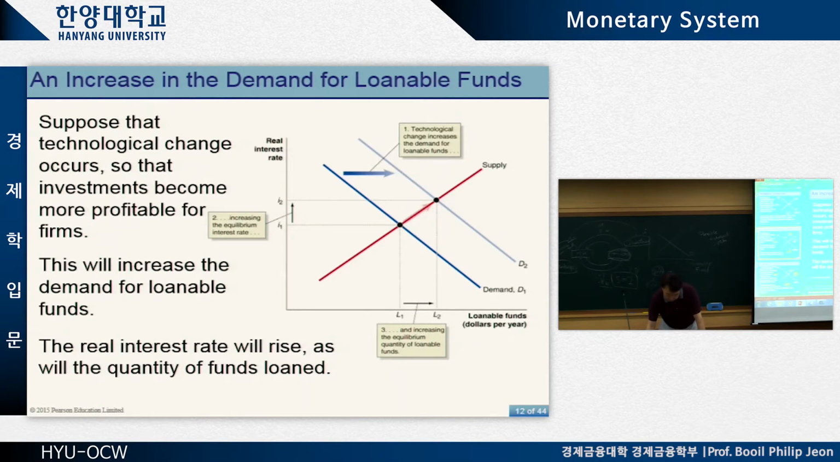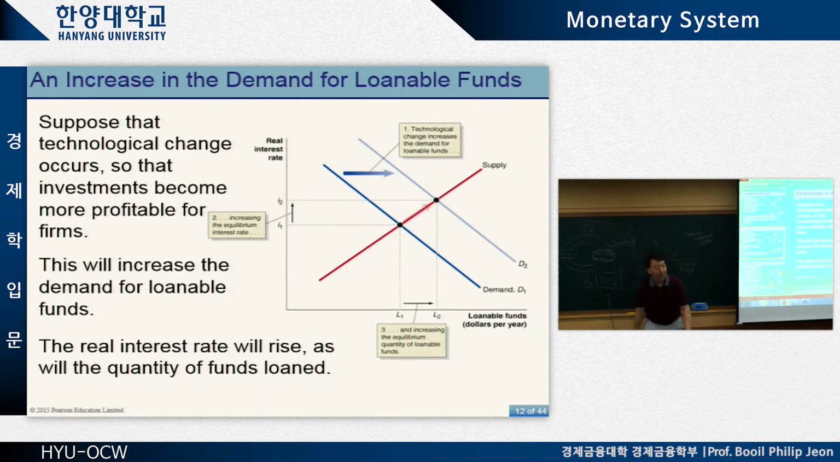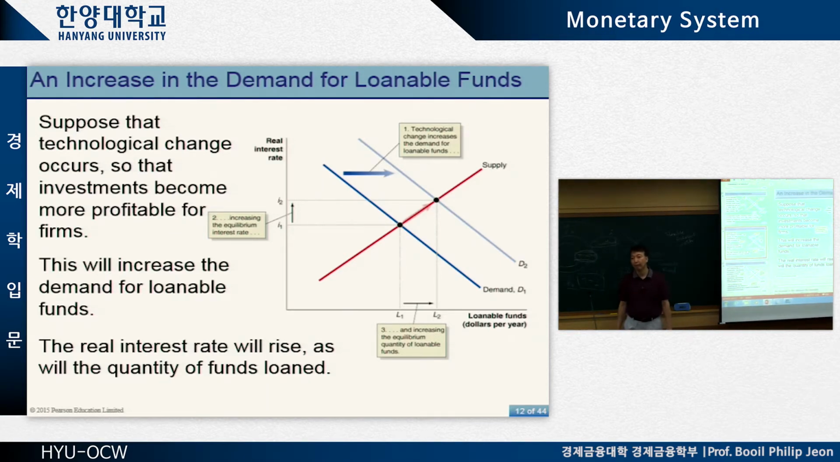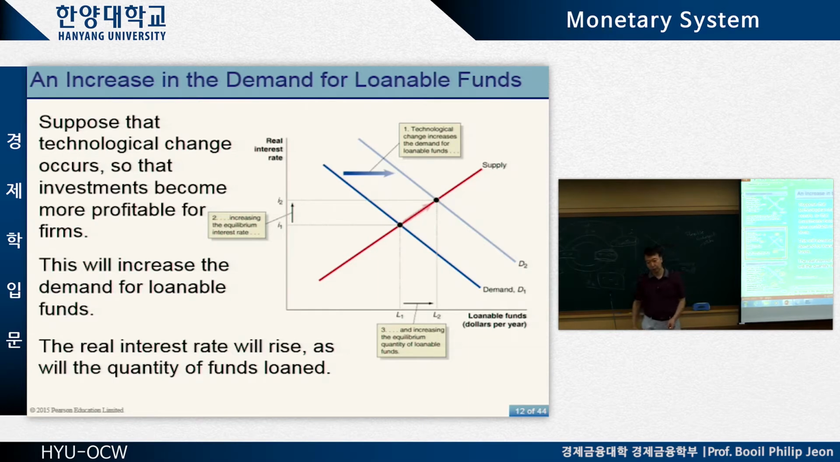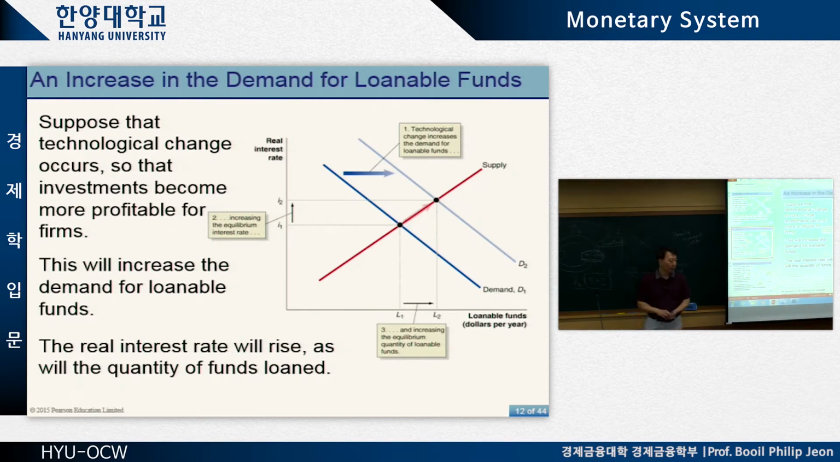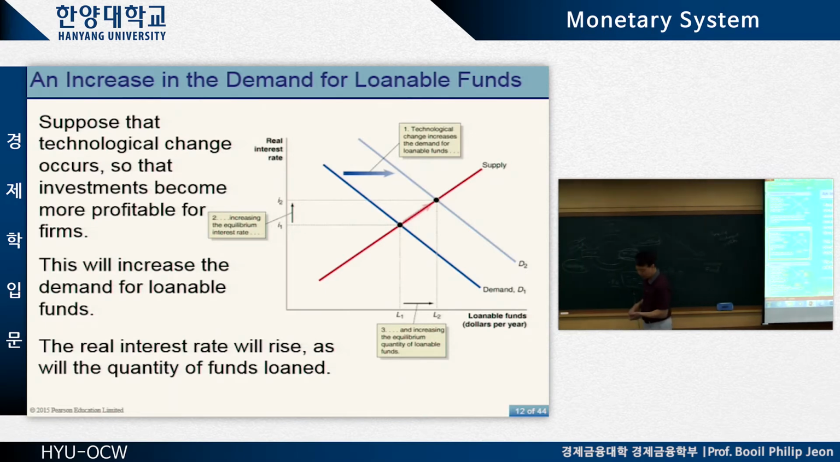For some reason, demand shifts. So let's say companies somehow feel very optimistic about the future. They think the next year will be extremely strong. Their sales will be extremely strong because they expect the economy to improve next year, right?